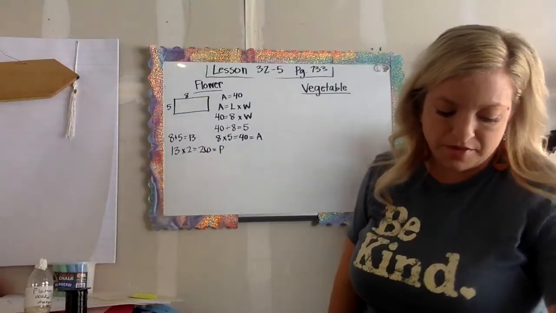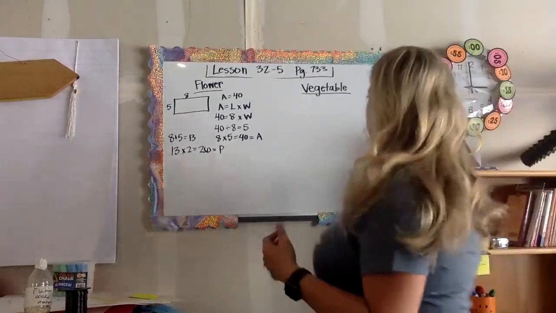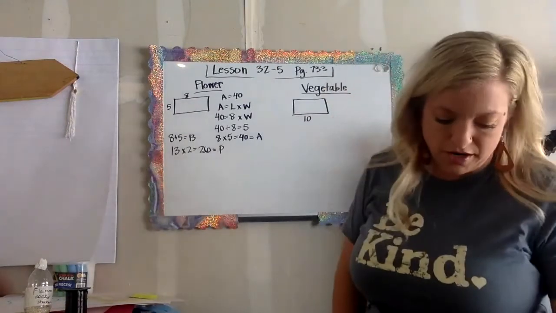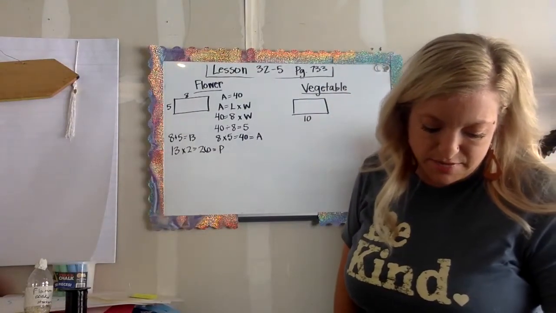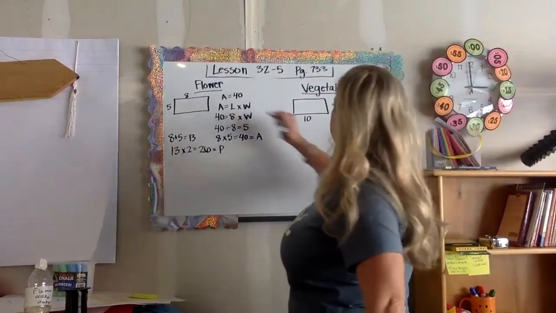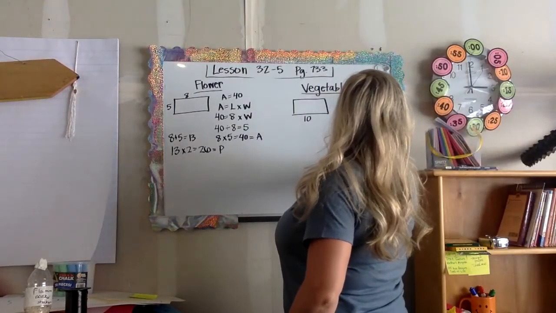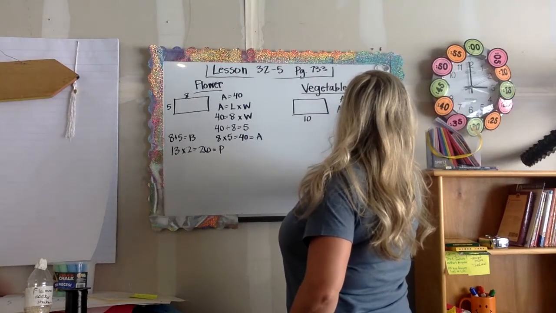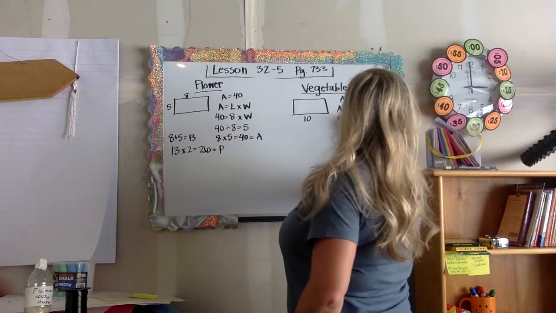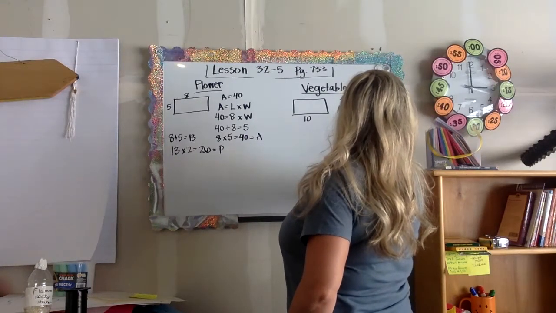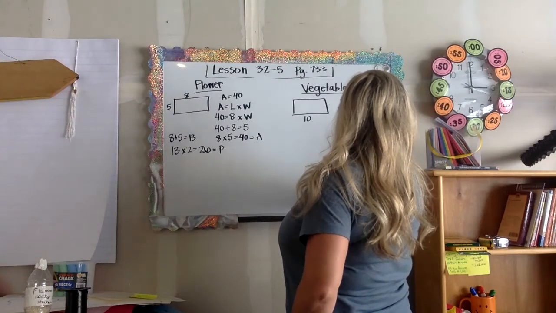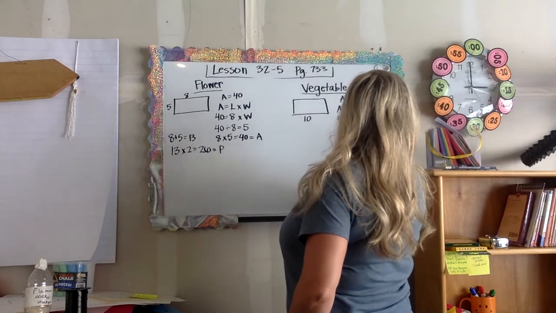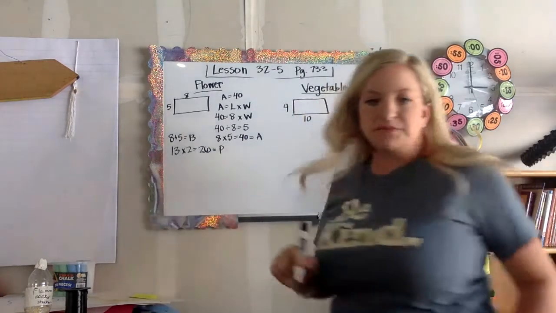Letter B. Ling's vegetable garden is 10 feet wide. Its area is the same as the flower garden. So the area for the flower garden was 40. So we know area equals 10 times the width. 40 equals 10 times width. 10 times, we don't know, equals 40. Well, we know that 10 times 4 equals 40. So this other side must be 4.